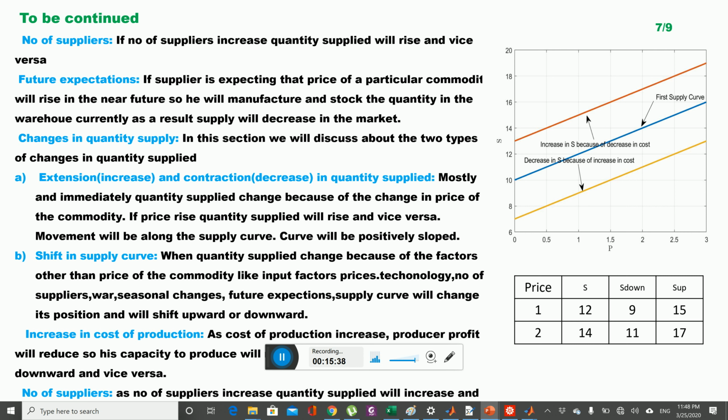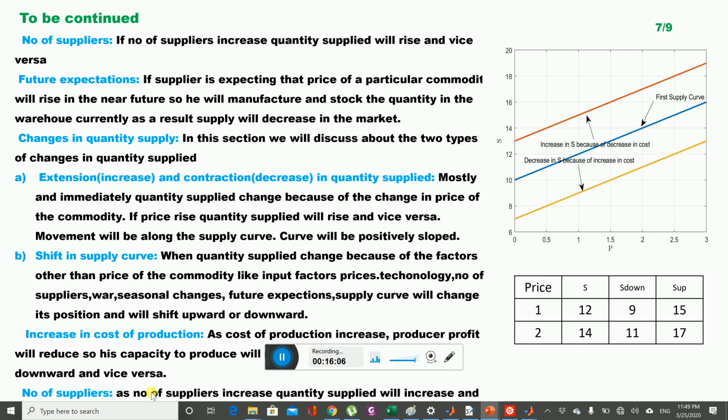But if the cost of production reduces, now the price is high and cost is low, profit margin is more, producer is earning more, his capacity to hire more labor, more raw material, more capital will increase, and he can produce more, and that is why quantity supplied will increase at the same price, and supply curve will shift upward.